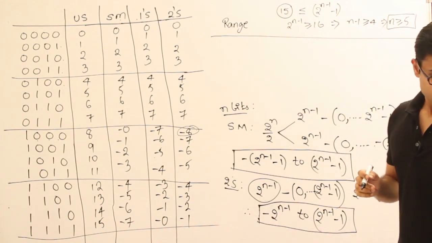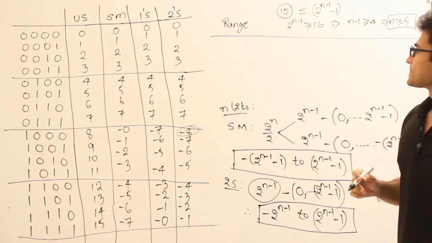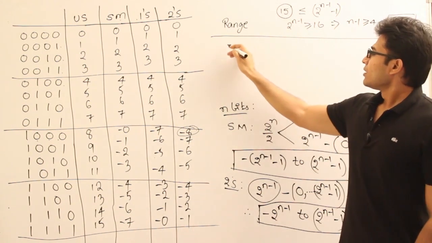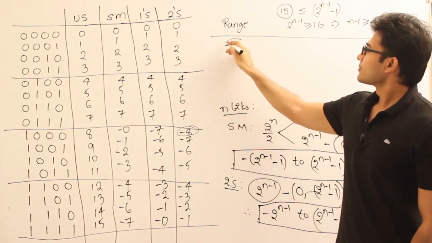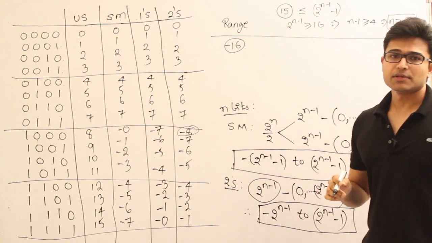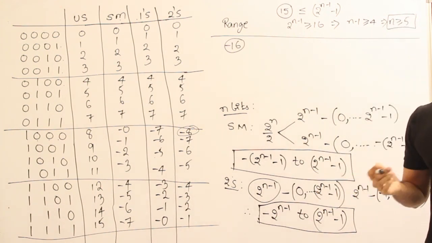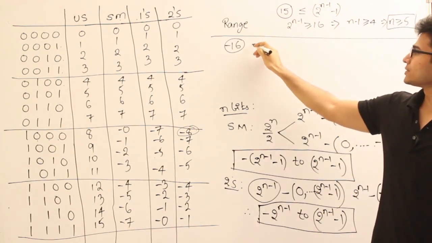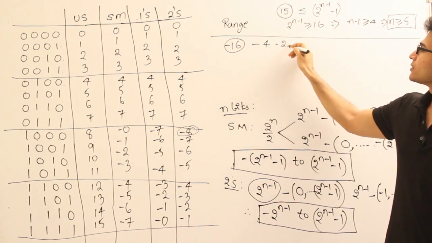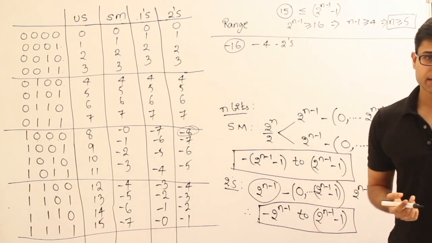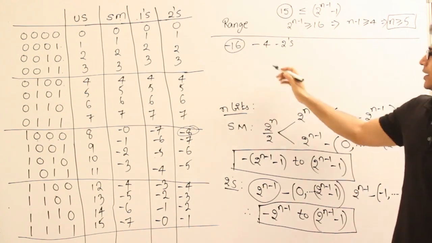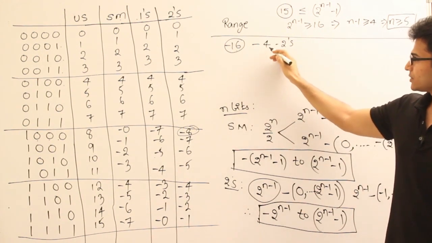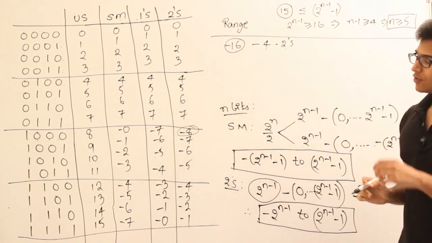Now they will say that -16 is represented using 4 bits in 2's complement. What will happen? That is what they will ask. Now just see if -16 can be represented using 4 bits in 2's complement.